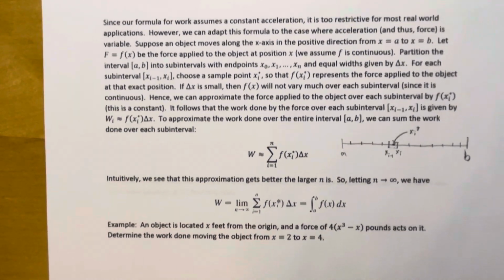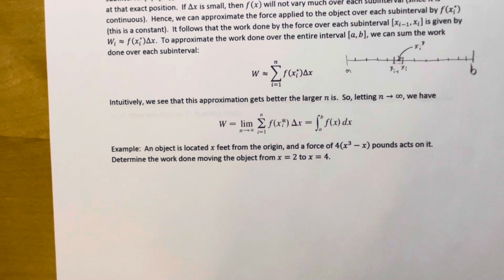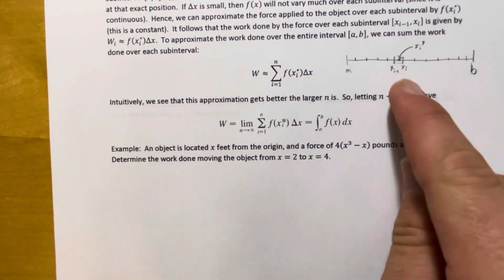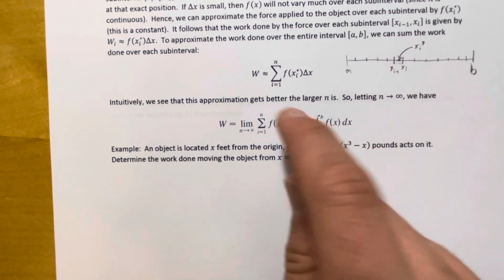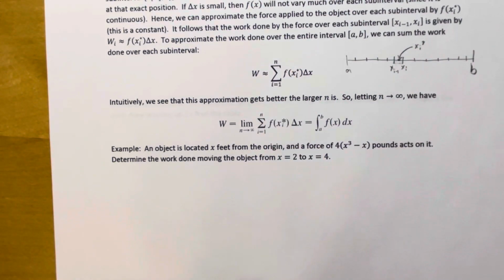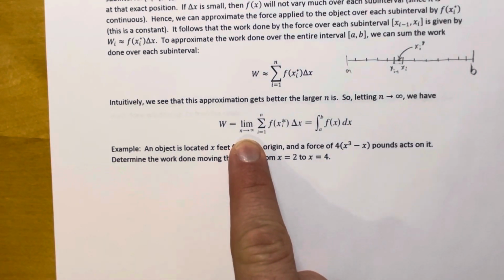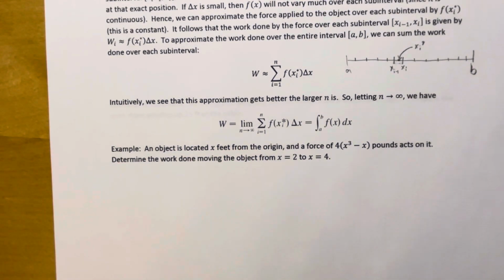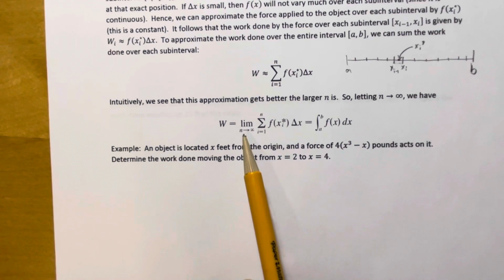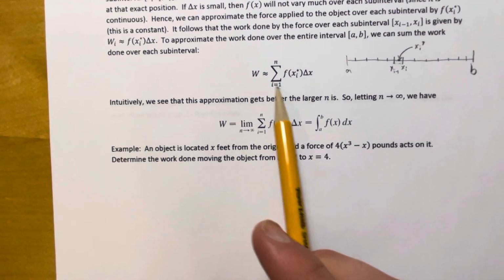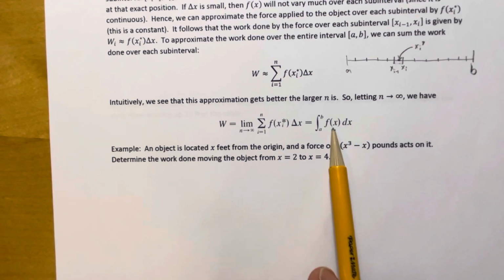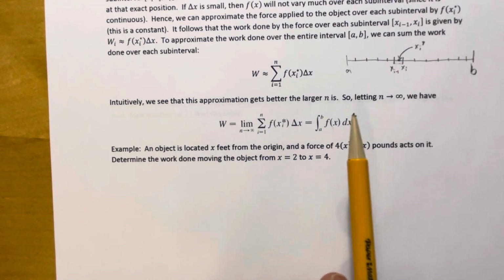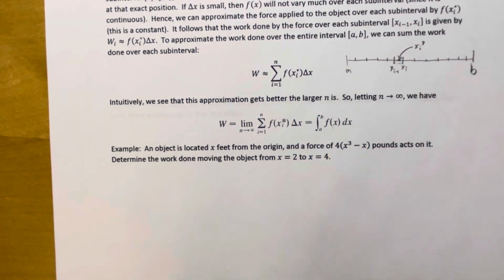As you would probably expect, that approximation is going to get better and better the smaller we can make these subintervals. But we can make these intervals smaller and smaller by letting n get larger and larger. So if we let n go to infinity, we should get the exact work done moving this object from point A to point B. And as you know, if you take the limit as n goes to infinity of this type of sum, this is a Riemann sum, that becomes an integral. And this is the result that we were looking for.